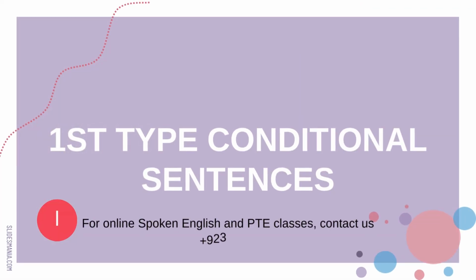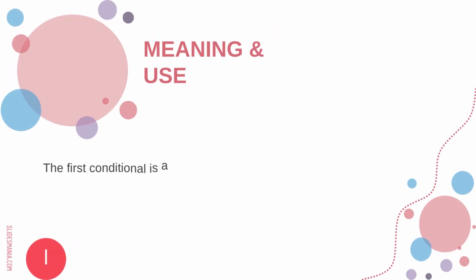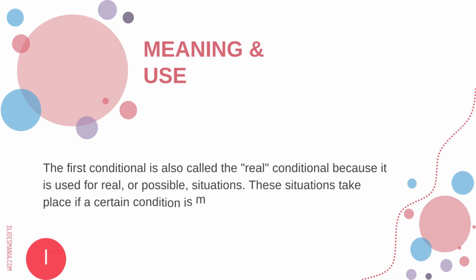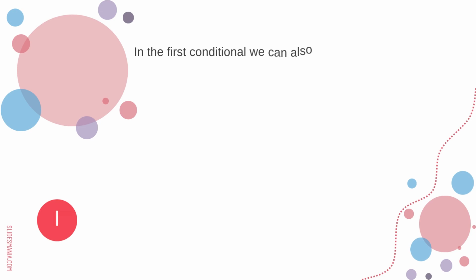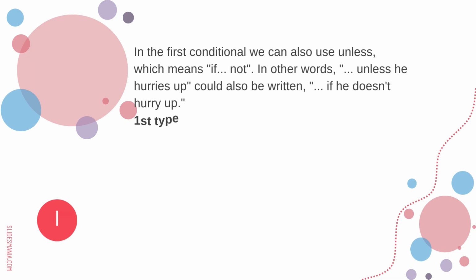Let's move on to the first type conditional sentences. What is the meaning and the use? The first conditional is also called the real conditional because it is used for real or possible situations. These situations can take place if a certain condition is met. In the first conditional, we can also use unless, which means if not. In other words, unless he hurries up could also be written as if he doesn't hurry up.